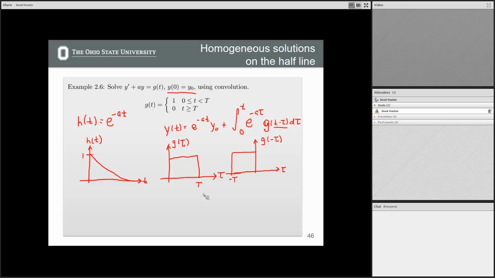And now if I were to know what g of t minus tau is, that's simply the translation of this function.